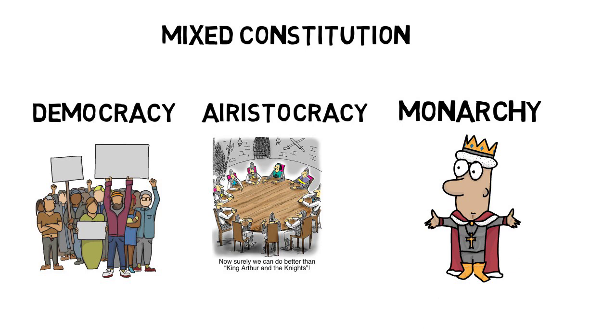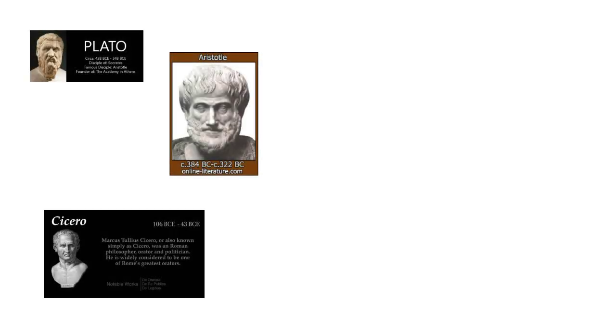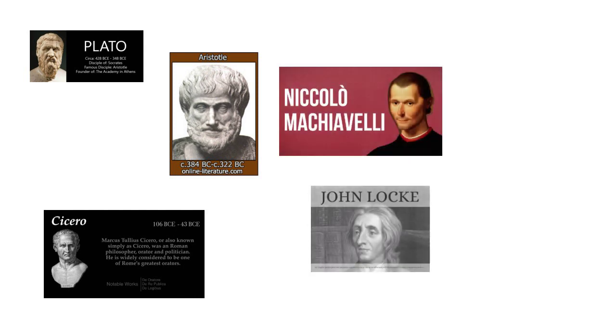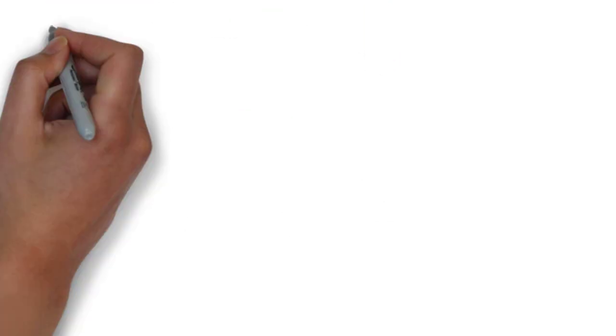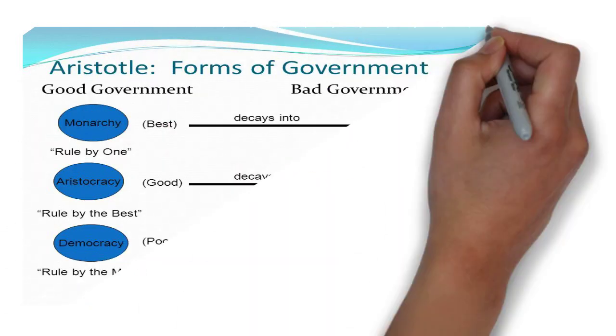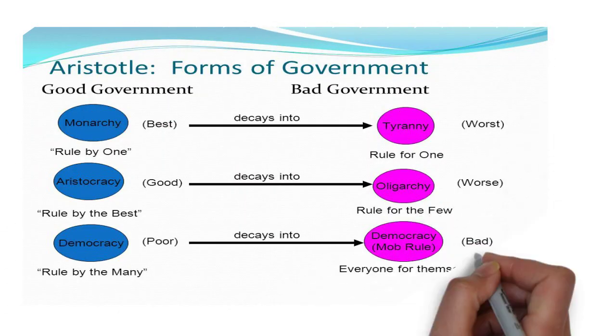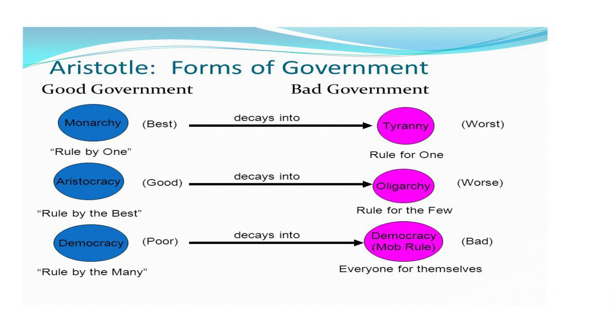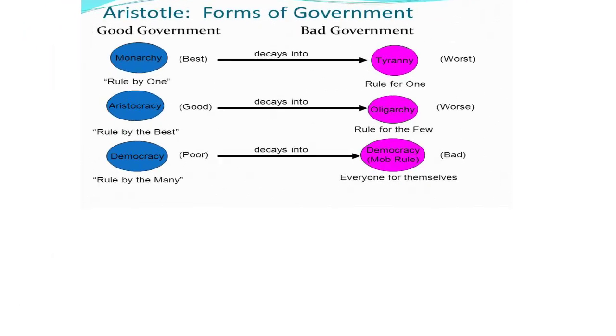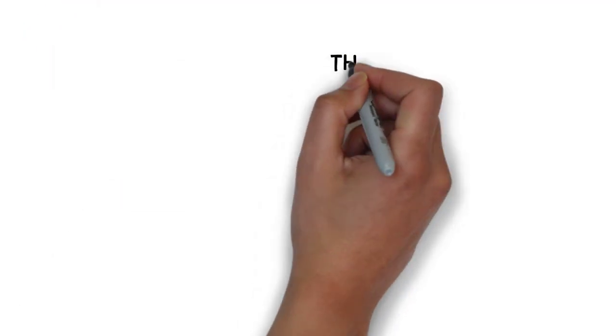The Canadian form of mixed constitution comes to us from the British, but this was inspired by philosophers such as Plato, Aristotle, Cicero, Niccolo Machiavelli, John Locke, and many others. It is important to understand that every form of constitution, monarchy, aristocracy, and democracy, have both good and bad elements to them. Now, many prominent philosophers looked at the way these forms of constitutions could become corrupt and degenerate. This is often looked at by philosophers as a never-ending cyclical process. Now, let's take a look at these constitutions and how they degenerate.